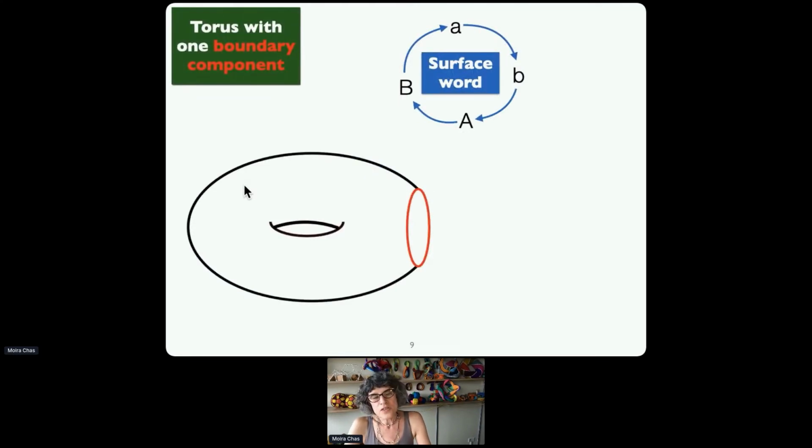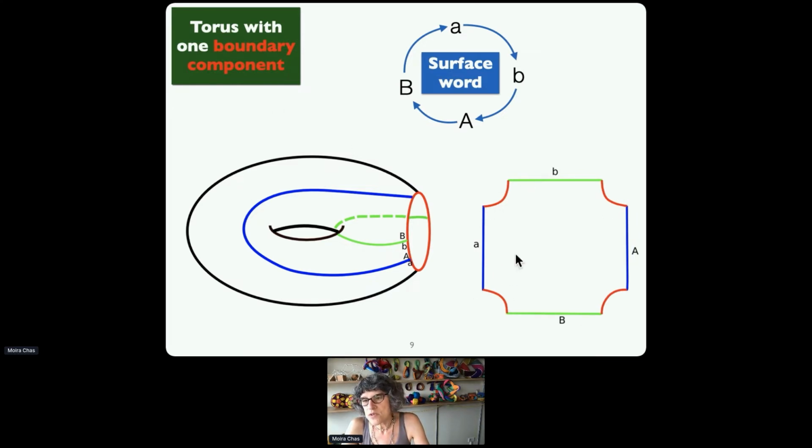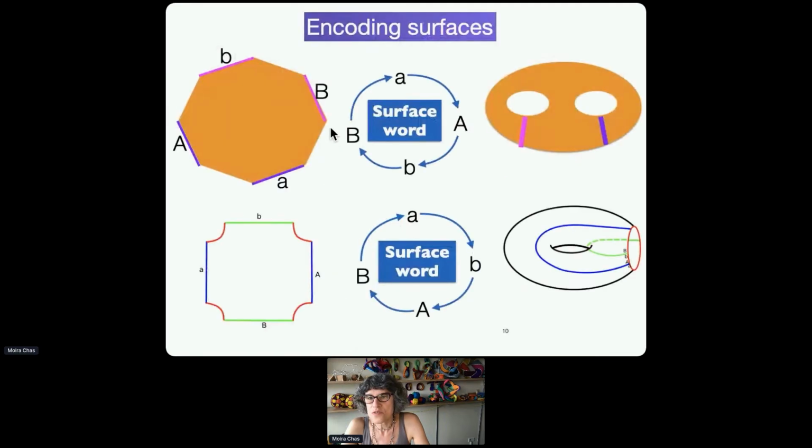So let's do another surface. This is a torus with a boundary component, and I'm going to cut it. Now, since we're more expert at this, I'll do it faster. And I open up. Again, this is a torus with one boundary component. The boundary in this case was divided into 4 pieces. Since I have only one boundary component, all the cuts start and end there. And I don't know if I said it clearly, but the cuts cannot separate the surface.